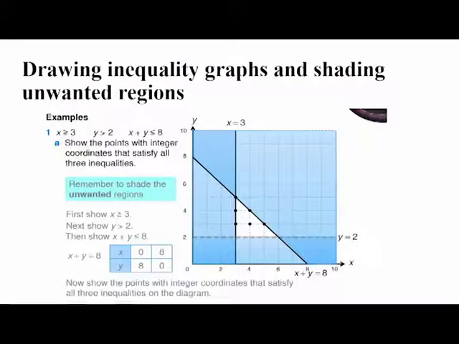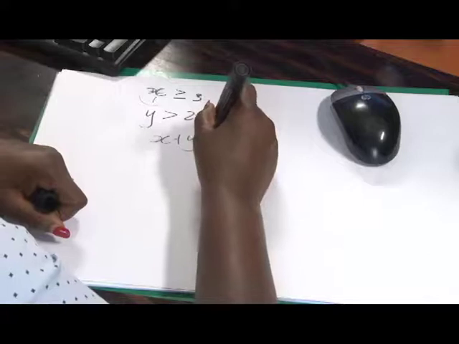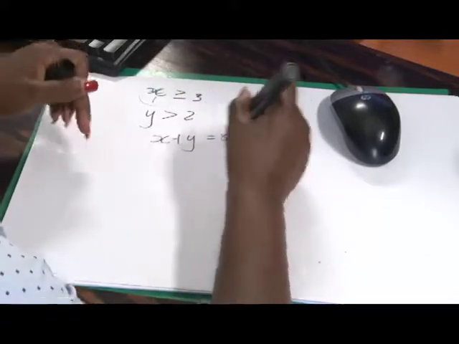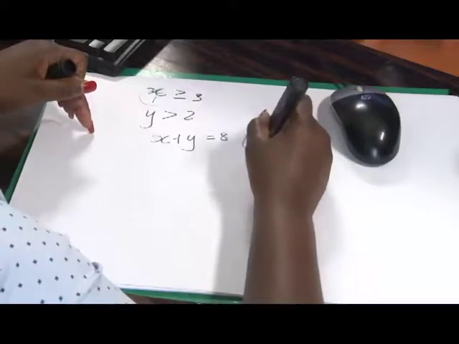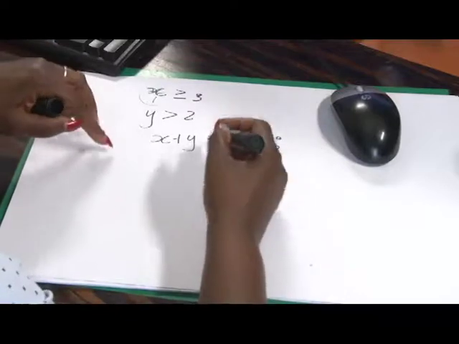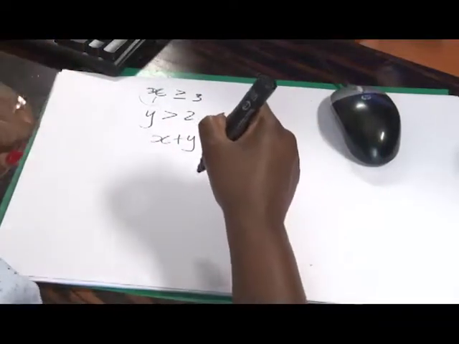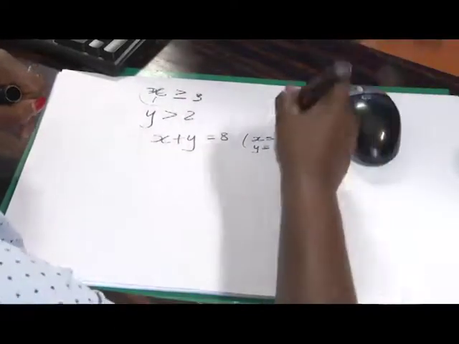x plus y is less than or equal to 8. We draw that. For this equation, x plus y, to draw this graph we normally use the x-intercept and the y-intercept. We replace x with 0 and we use y equal to 0. If you want to know where your graph will cut the x-axis and where it will cut the y-axis, so that you do not go into what you don't need, you only use this.